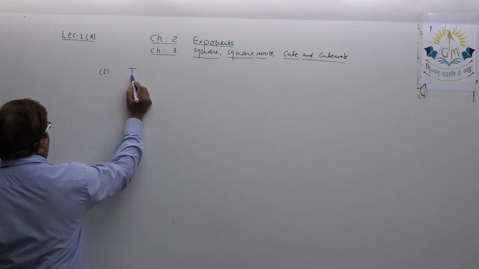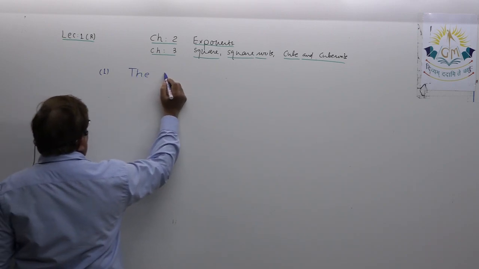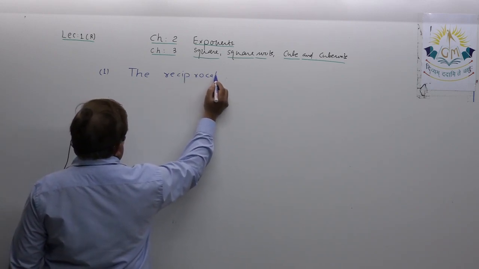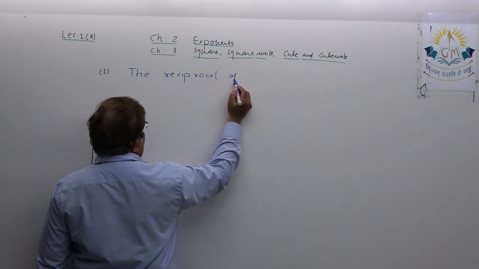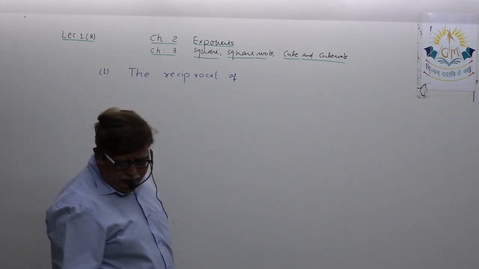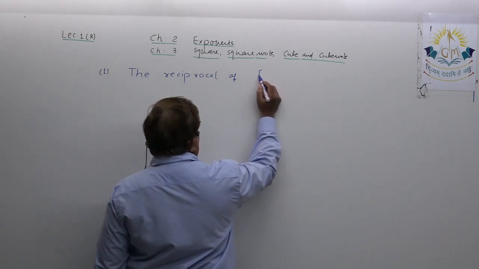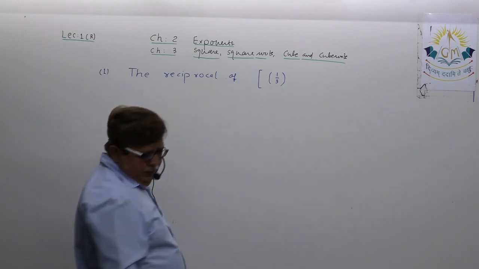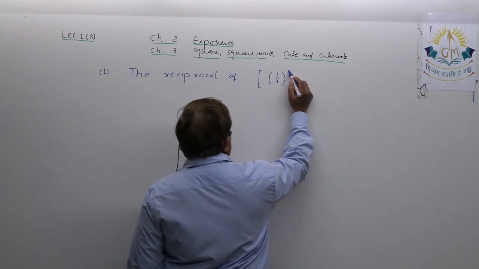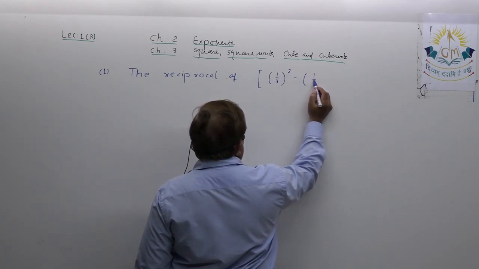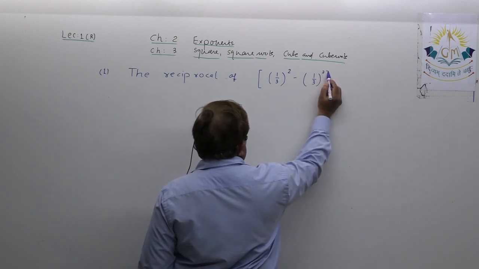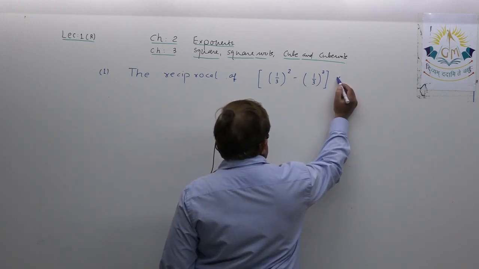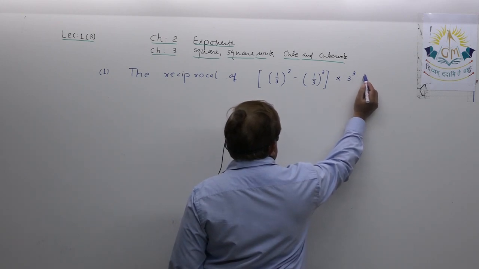Please note down: the reciprocal of, then in brackets you need to write 1 upon 3 raised to the power of 2 minus 1 upon 3 raised to the power of 3, multiplied by 3 raised to 3 is dash.